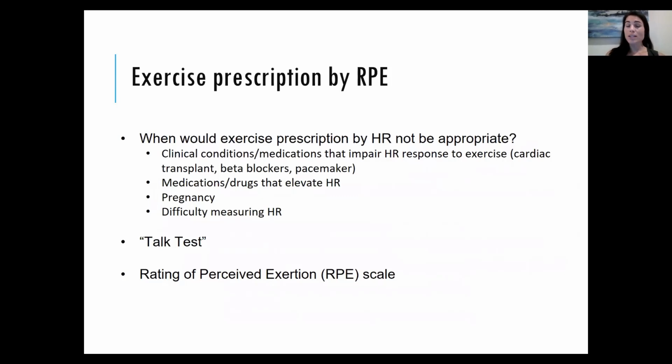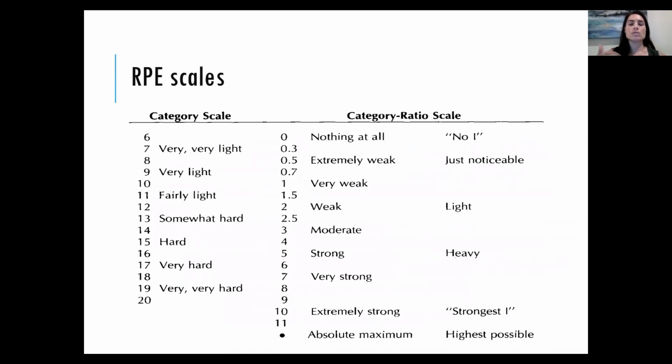The talk test is another way that you can do this. A talk test is simply talking to your client and saying, okay, well, your max is going to be when you're completely breathless and you can't get another word out, right? Your resting is you can have a full conversation with no problem. Moderate effort is going to be you being a little bit heavy in your breathing, but you can still say a word or two. So that would be an example of how to utilize the talk test for intensity with your client. And then rate of perceived exertion is that 6 to 20 scale or that 0 to 10 or 11 scale. And here's kind of a visual of both.